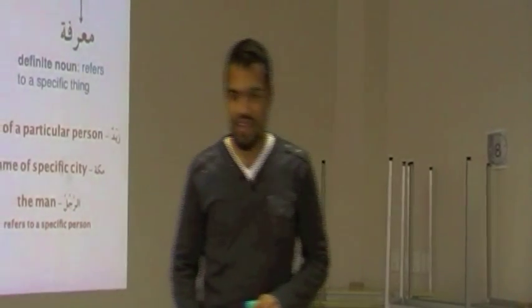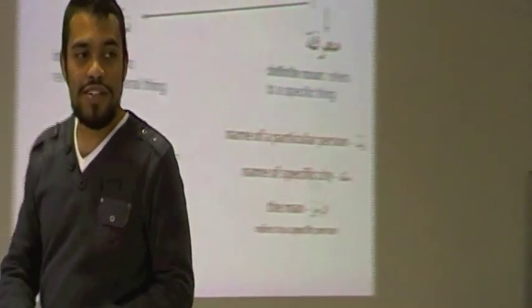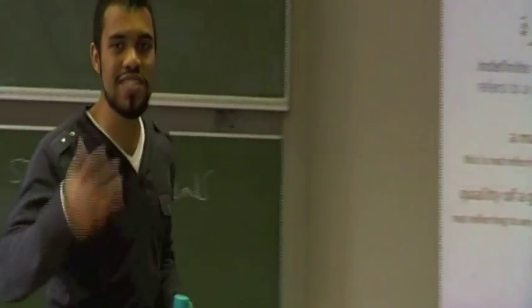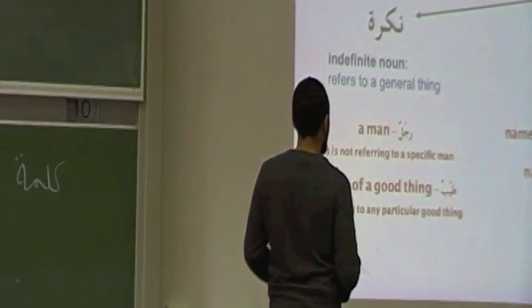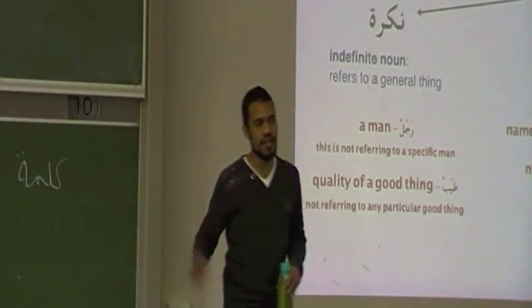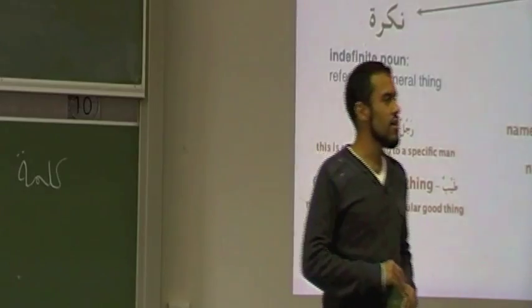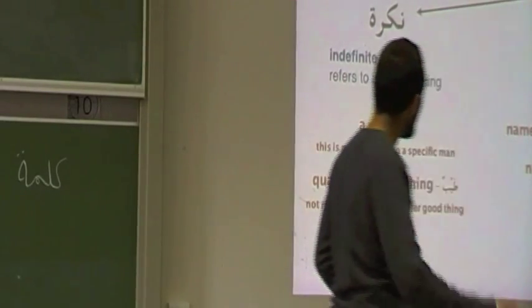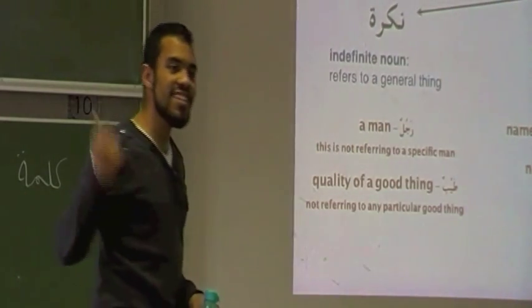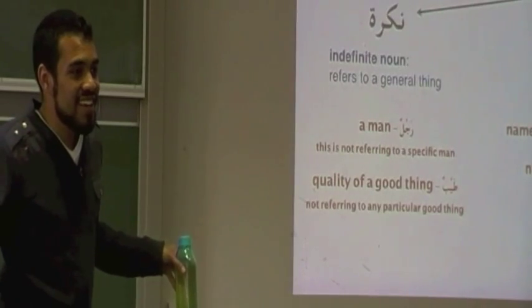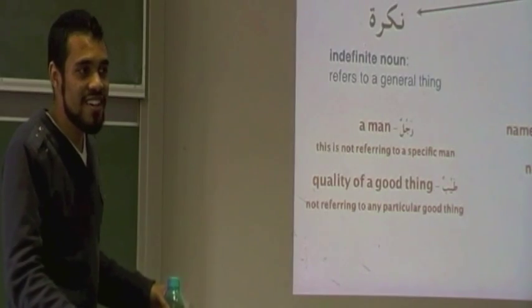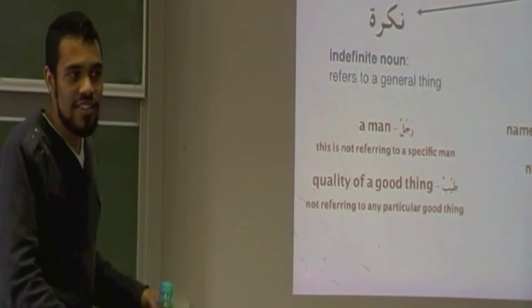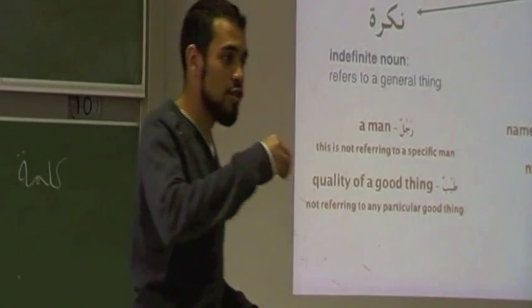Now, there's an indefinite category. An indefinite category refers to anything that is general. It's not specific. I can't pinpoint exactly who has done it. Rajulun, right? Rajulun tayyibun, a good man. A good man is eating. Can I say which good man? No. Is that good man specific? Is that good man known? Is it definite? It's not definite because I cannot answer exactly who.